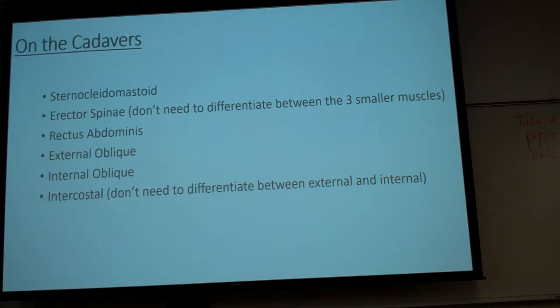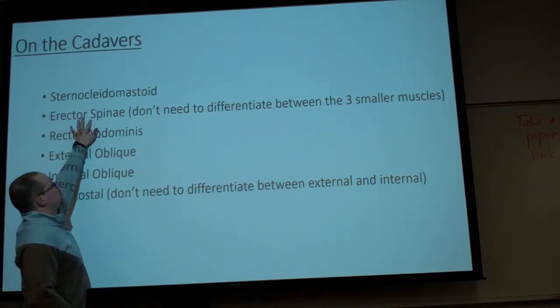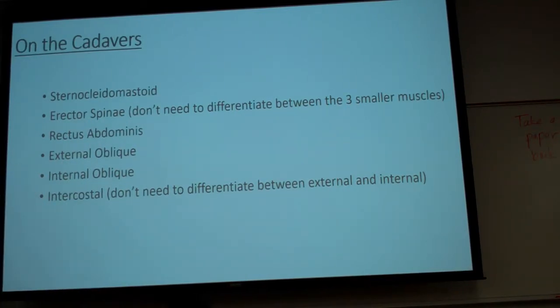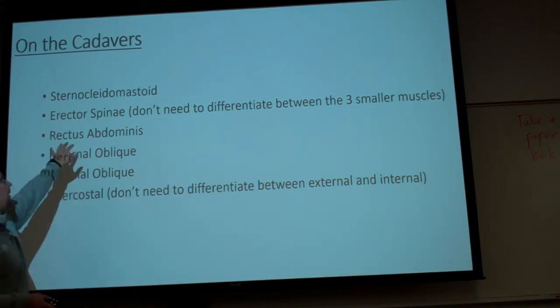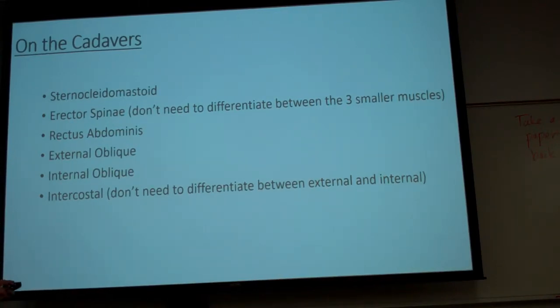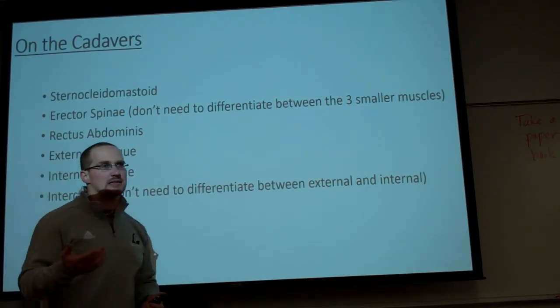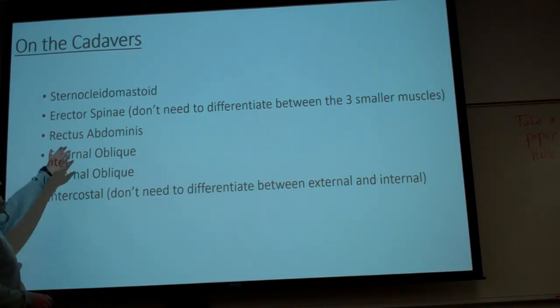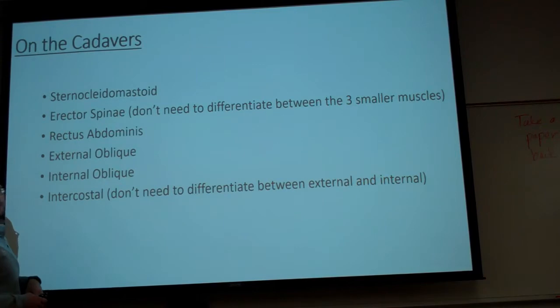A couple points I want to point out. I don't need you for the cadaver portion to tell me which of the 3 Erector spinae muscles it is. Now you will, 99% sure, have to know what the 3 Erector spinae muscles are. You need to know their names on the quiz. I think the question is, which of the following is not an Erector spinae muscle? So you will need to know all 3, but just not on the practical portion.